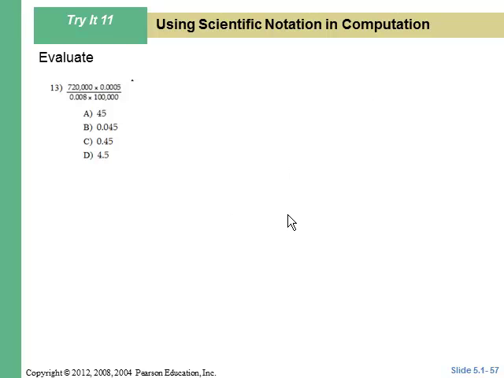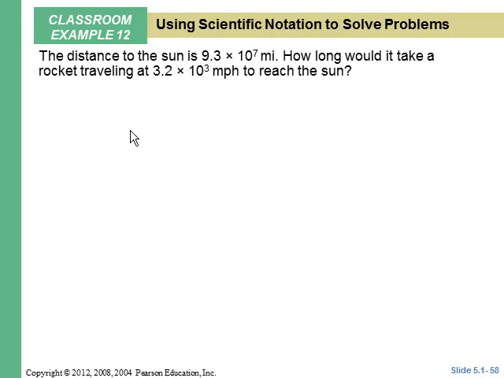How about this one? I get 0.45 C. The distance the sun travels is 93 million miles. How long would it take a rocket traveling at 3.2 times 10 to the third miles per hour to reach the sun? Distance divided by rate is time.